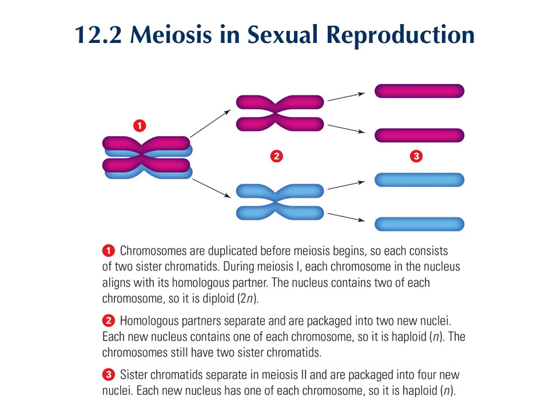This is meiosis I. And at number 3 is where we're entering meiosis II. In meiosis II is where the sister chromatids will separate and are packaged into the 4 new nuclei. Each new nucleus has 1 of each chromosome, so it is haploid.